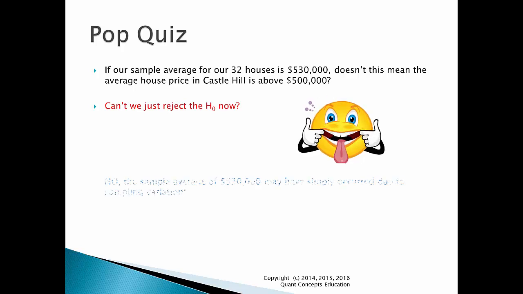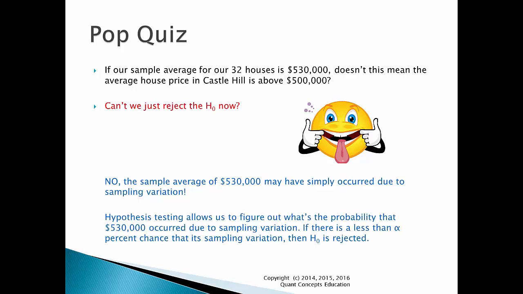Why? Because the sample average of $530,000 may have occurred simply due to sampling variation. That is, it may have occurred purely due to randomness. Hypothesis testing allows us to figure out what's the probability that the sample mean occurred purely due to sampling variation. If the chance of this happening is less than the significance level, then the null hypothesis is rejected. In a nutshell, hypothesis testing allows us to account for the possibility of sampling variation, or randomness when sampling.